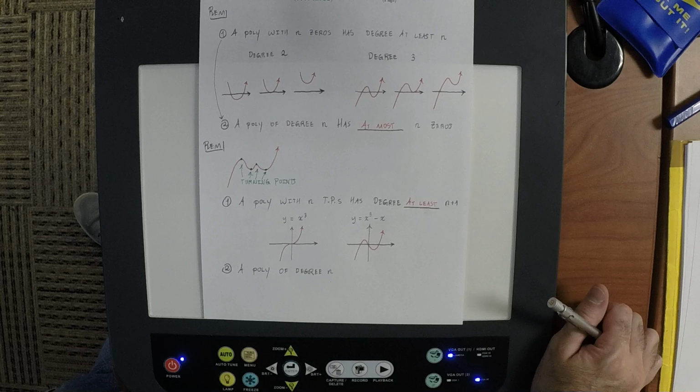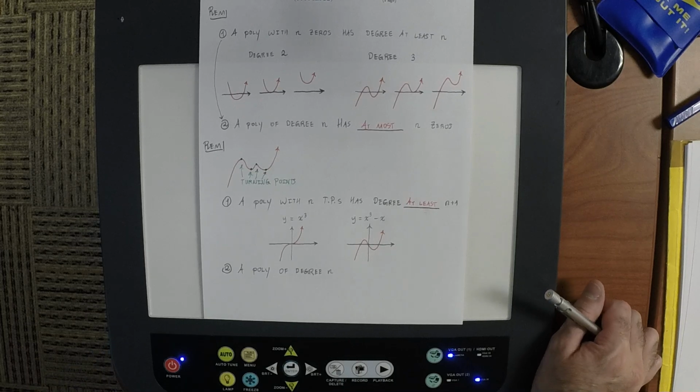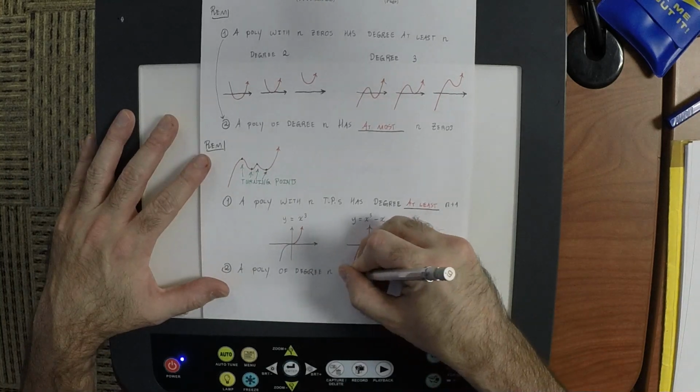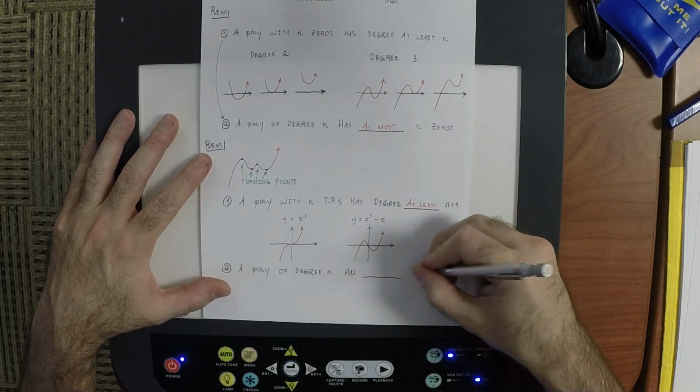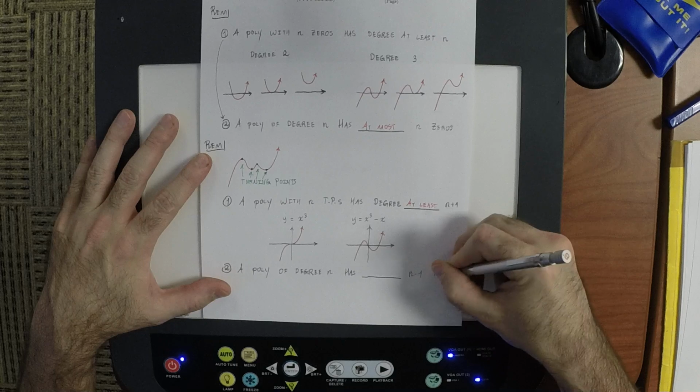Has turning point at least n minus 1. Almost. At most n minus 1? At most. Has at most n minus 1 turning points.